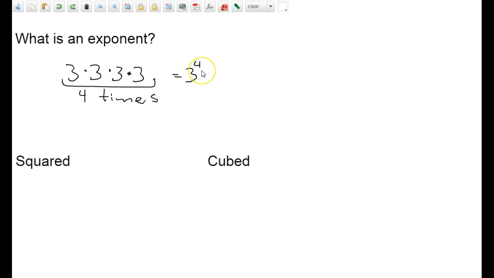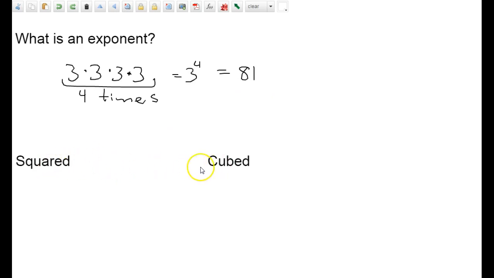That little exponent up above tells us how many times to multiply the number 3 together. So you do need to be careful, because 3 to the 4th, when you multiply it all out, 3 times 3 is 9, times 3 again is 27, times 3 again is 81. A very common mistake is to do 3 times 4 and say the answer is 12. You will really want to watch out for that.